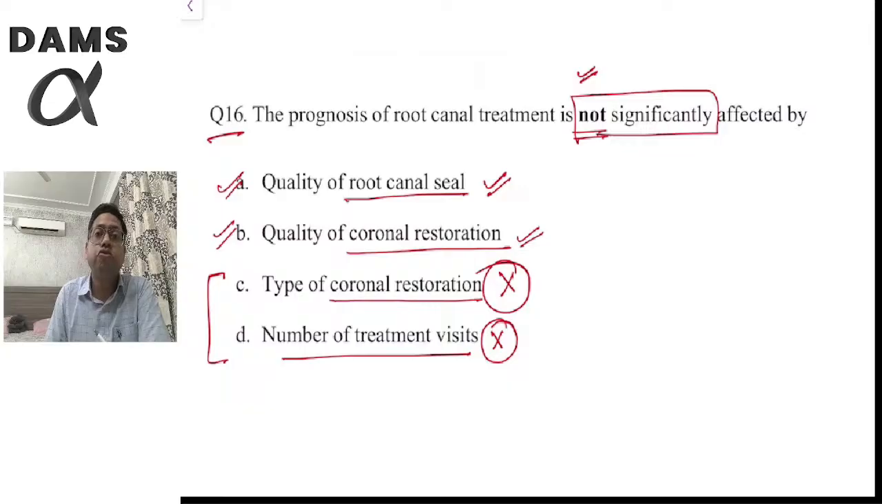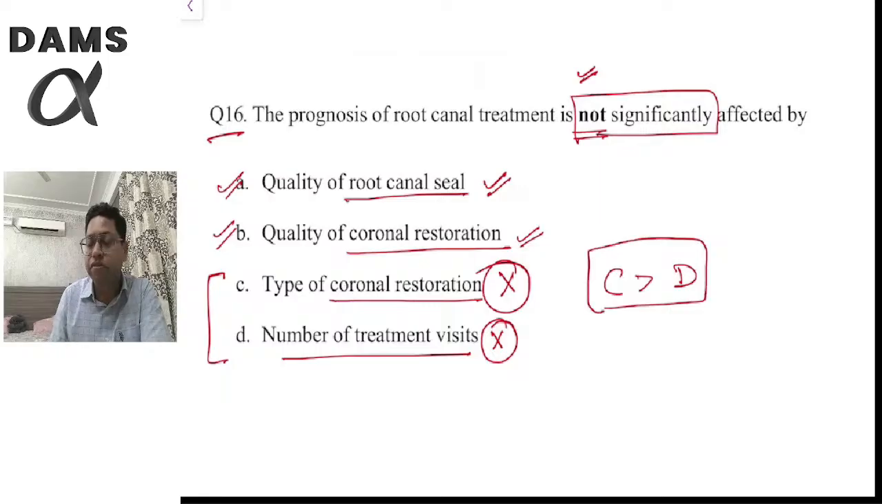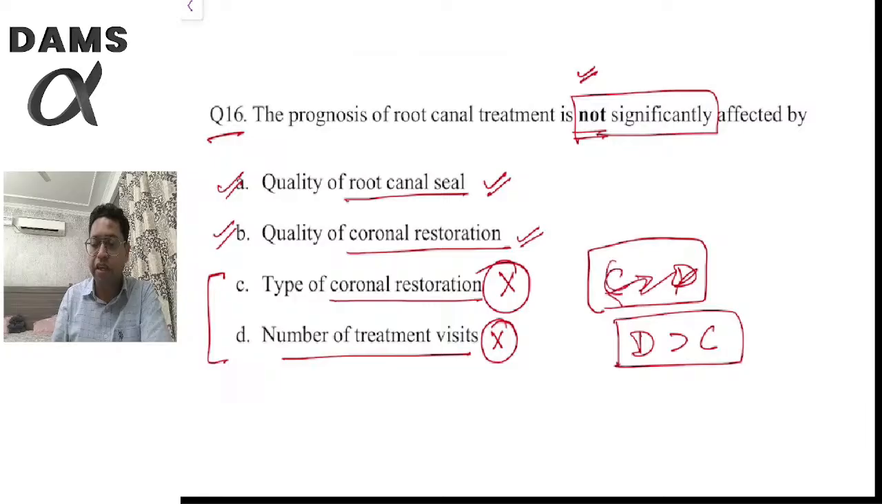Okay, now what to choose? Which is a better answer over here? Although both C and D would not significantly affect the prognosis, if we have to make a strict comparison, option C is a better answer as compared to option B. Okay, sorry. Option D would be a better answer as compared to option C. I'm sorry for this.